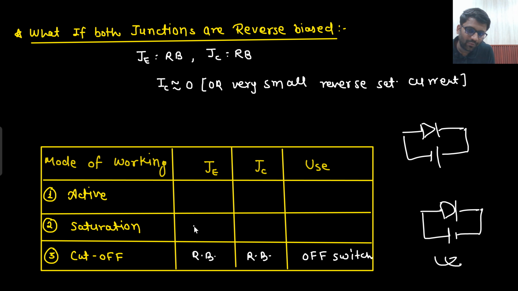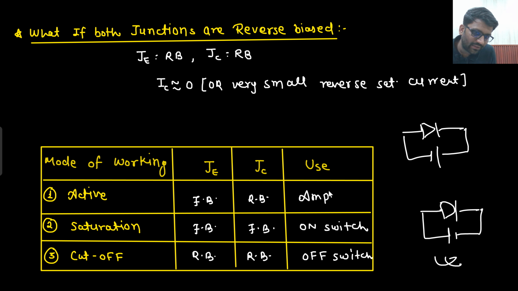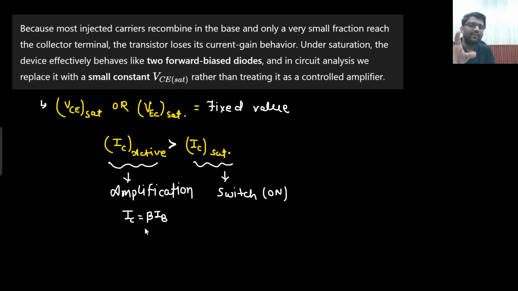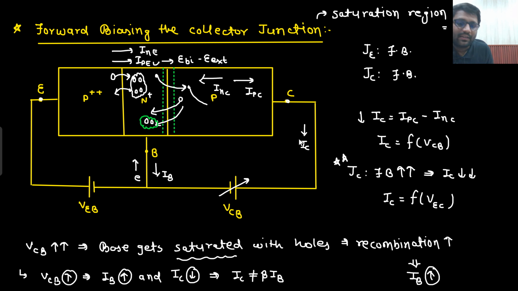In saturation region, both are forward biased. If both are forward biased, then it is simply like a PN junction which is forward biased, so it can work as an on switch. But if it is in active region, this is forward bias and this is reverse bias, then it can work as an amplifier. As of now, you don't know what an amplifier is, but you have got a small idea. IC equals beta IB. This is the amplification scenario, right? IC equals beta IB, or you can say that this particular current is depending on this VEB.